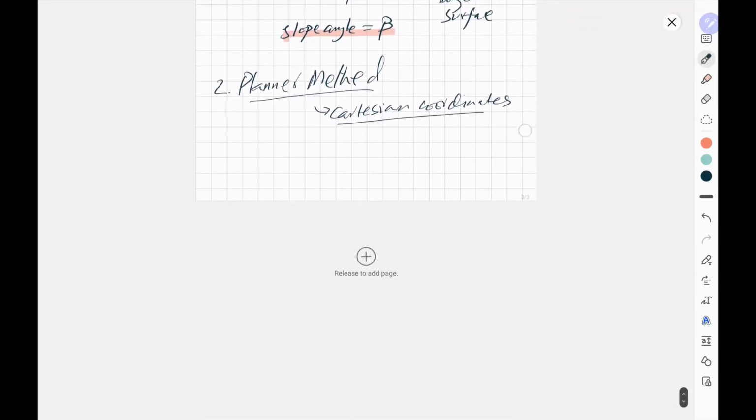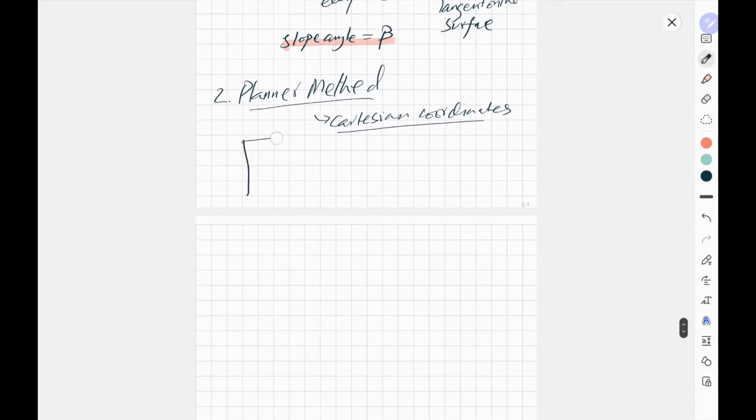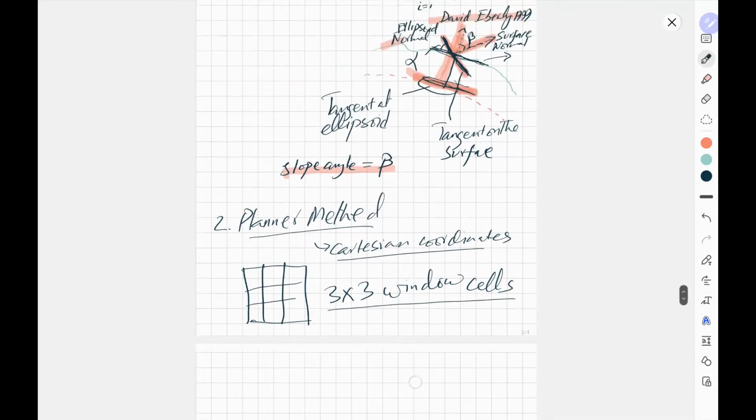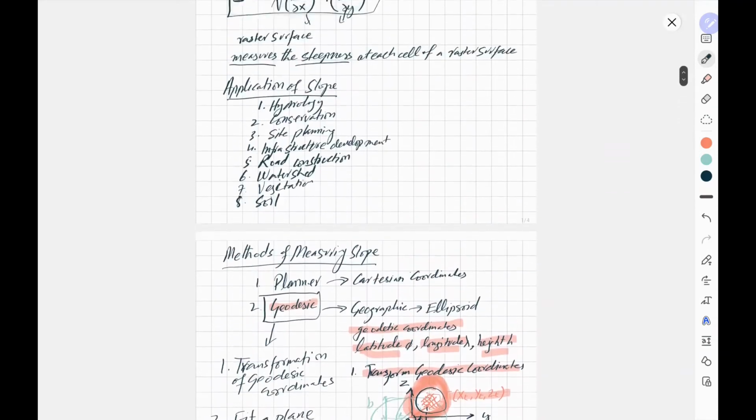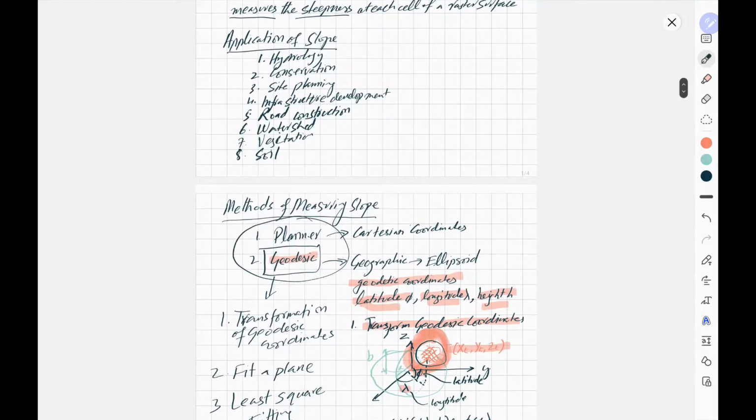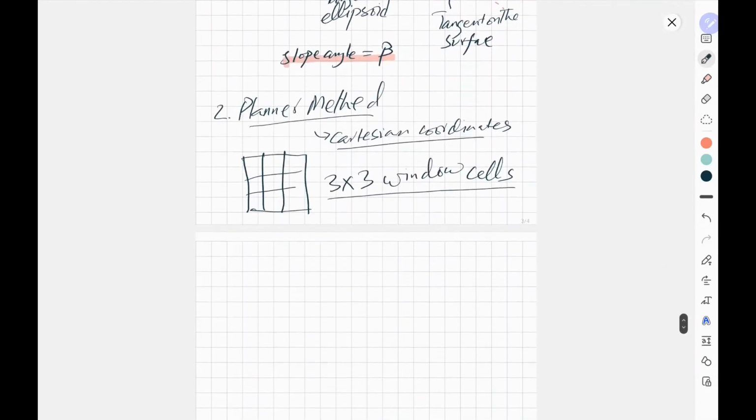And we also use a window of 3 cross 3. So one thing is for sure: in both methods we are using a 3 cross 3 window cell. In both of these methods we are using a 3 cross 3 window cell.